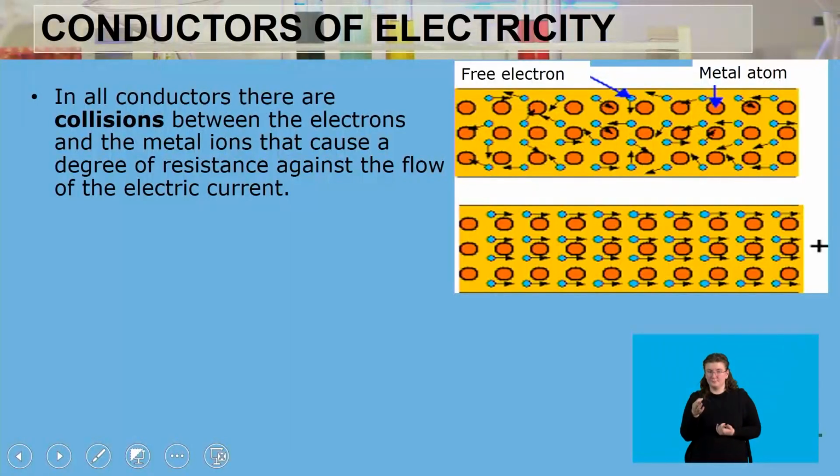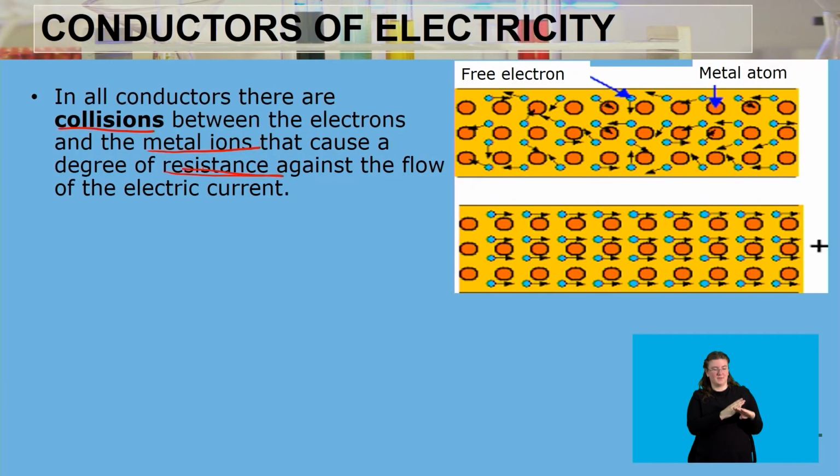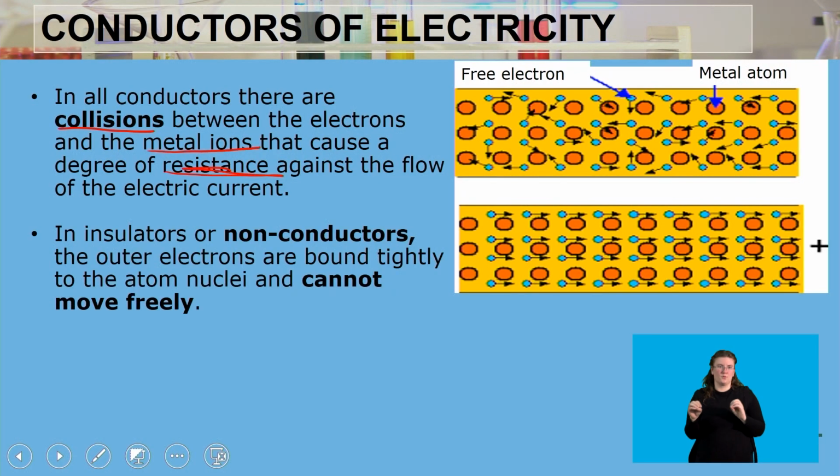In addition to that, in all conductors, there are collisions. Because these electrons are moving haphazardly, just moving randomly throughout this entire metal, at some point they're going to collide. The collisions between electrons and the metal ions cause a degree of resistance against the flow of electric current. So that collision between the electrons and the metal ions is what causes the resistance against the flow of the electric current.